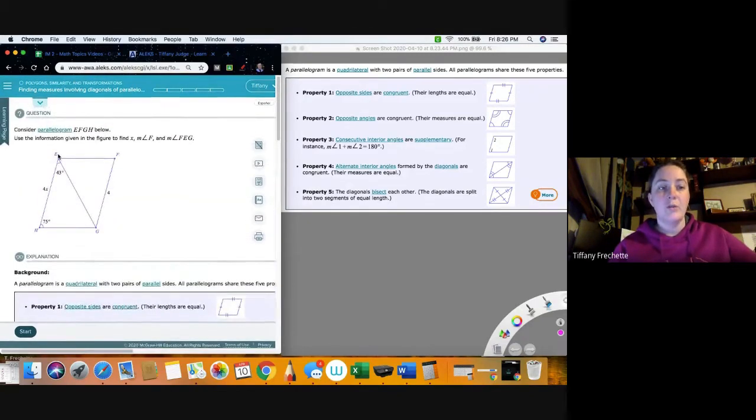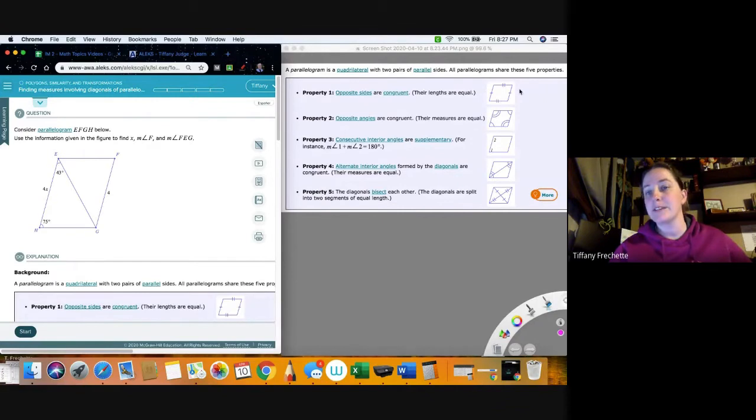So we need to go over the properties of a parallelogram. So first, opposite sides are congruent. So that's the very first, other than for a parallelogram, both pairs of opposite sides are parallel. So it's in the word parallelogram. So I hope we remember that a parallelogram has opposite sides that are parallel. So that's the basic definition of a parallelogram.